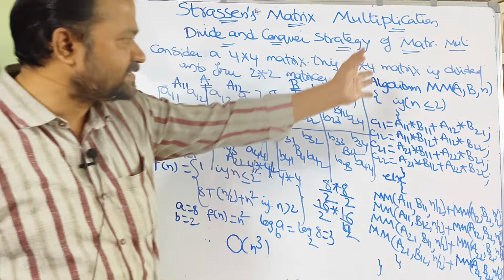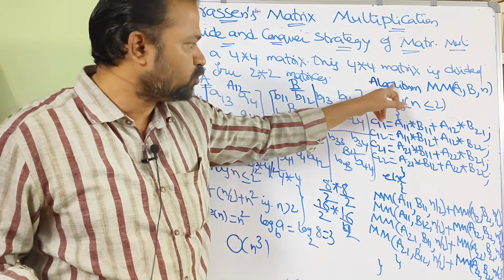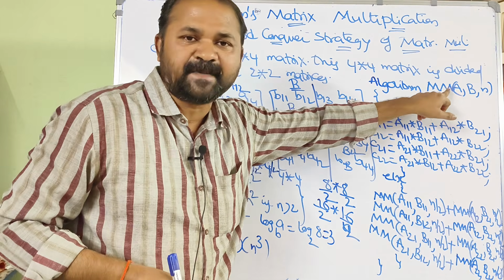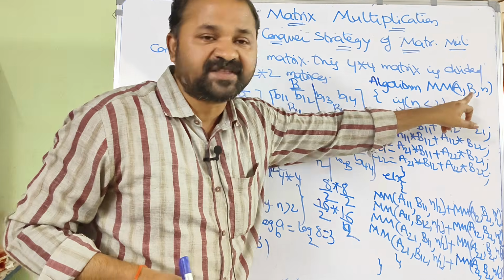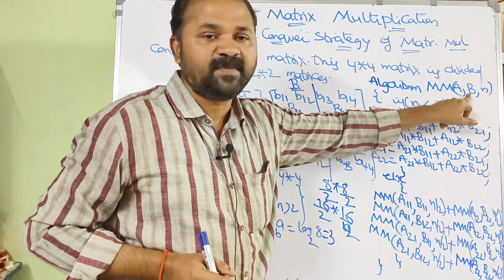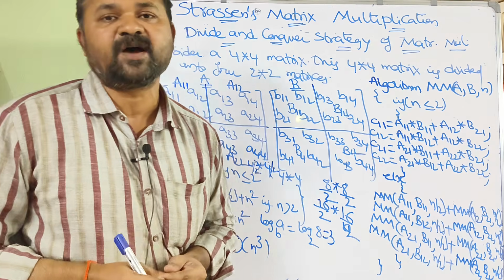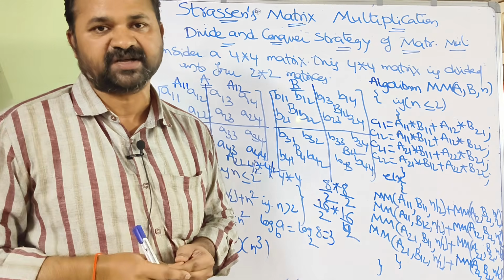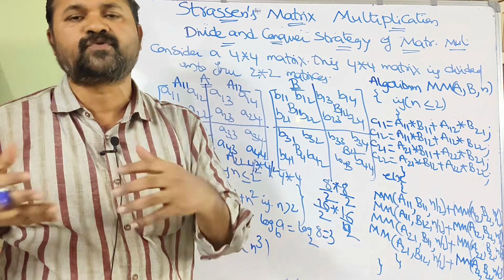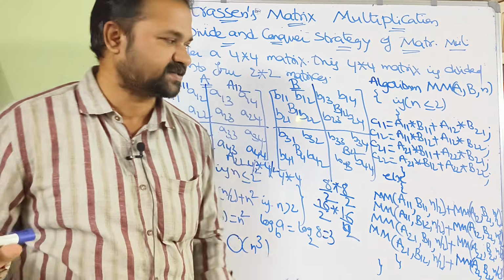Now let us see an algorithm for this one. MM stands for matrix multiplication. Here we have 3 parameters. The first parameter is matrix A, second parameter is matrix B, and third parameter is n, the order or dimension. Here the order must be a power of 2. It may be 2 or 4, 8, 16, 32, likewise.